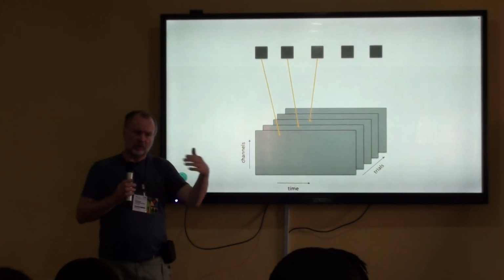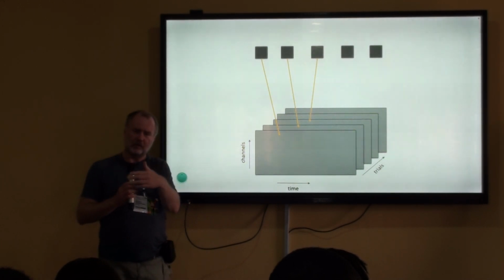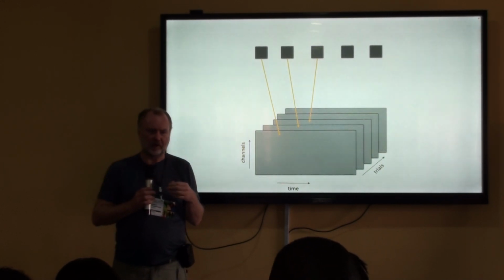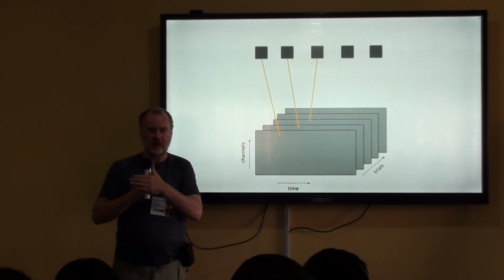So yesterday we've been cutting out these trials, we've been looking at the individual trials, and towards the end of the practical, towards the end of the demonstration that I gave, we were already averaging them and looking at them.